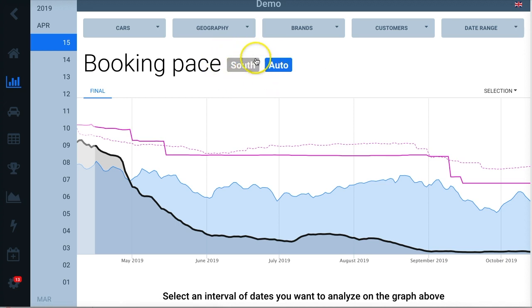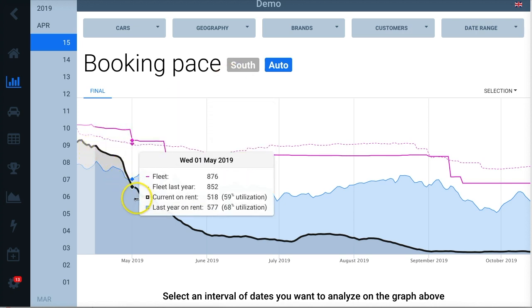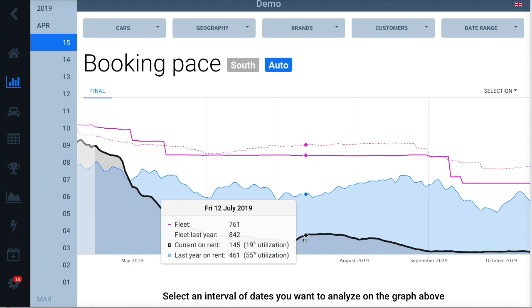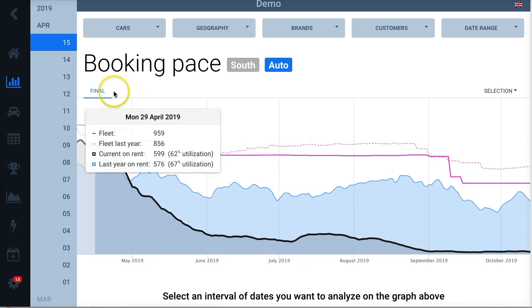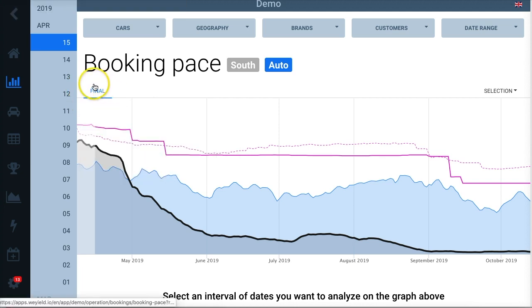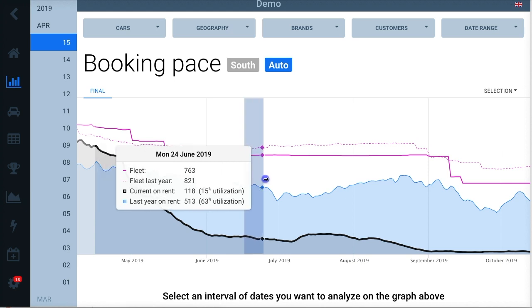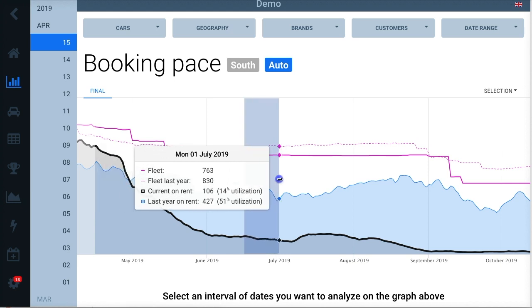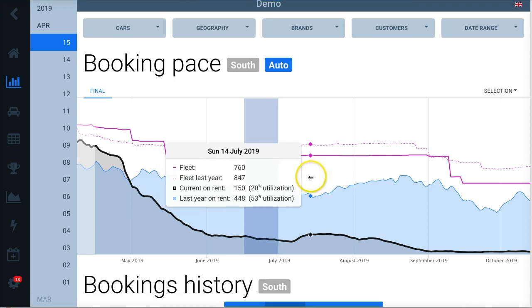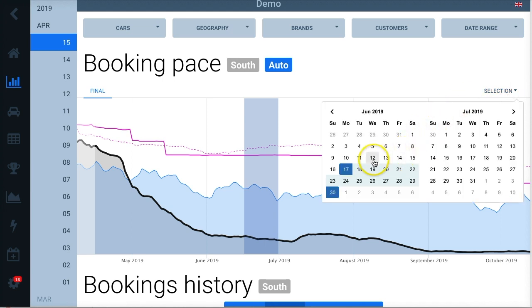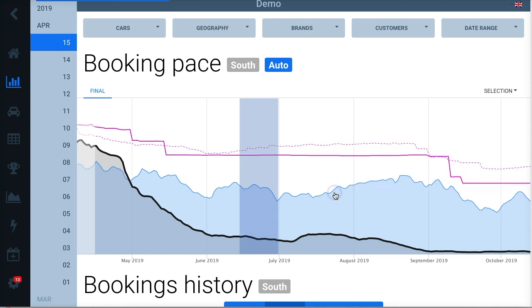The way it works is that we remain with the South region that has been selected earlier. Now we still have in black the current demand, and in blue we have the final results of last year. If we want to select a particular date, we can simply drag over the period we are looking at, or to be more precise, you can use the selection button on the top and click on the first day of the period and click again for the last day of the period.